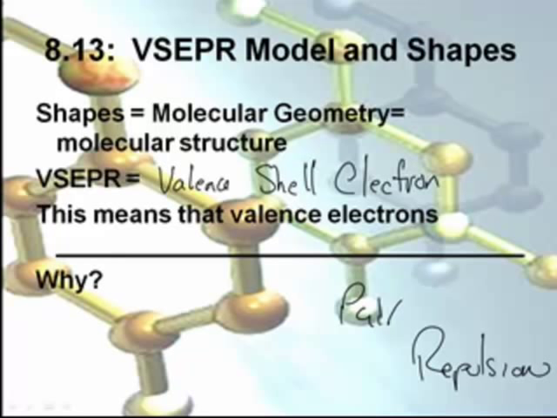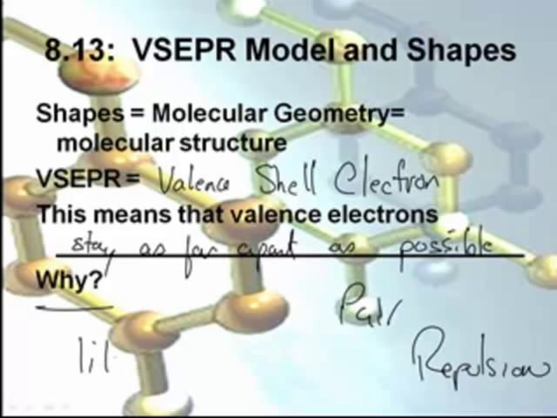This means that valence electrons want to stay as far apart as possible. You see, electrons, folks, have the same charge. They're all negative. And so, of course, if everything's negative, they repel. So why do they stay apart? Because opposites attract and likes repel.